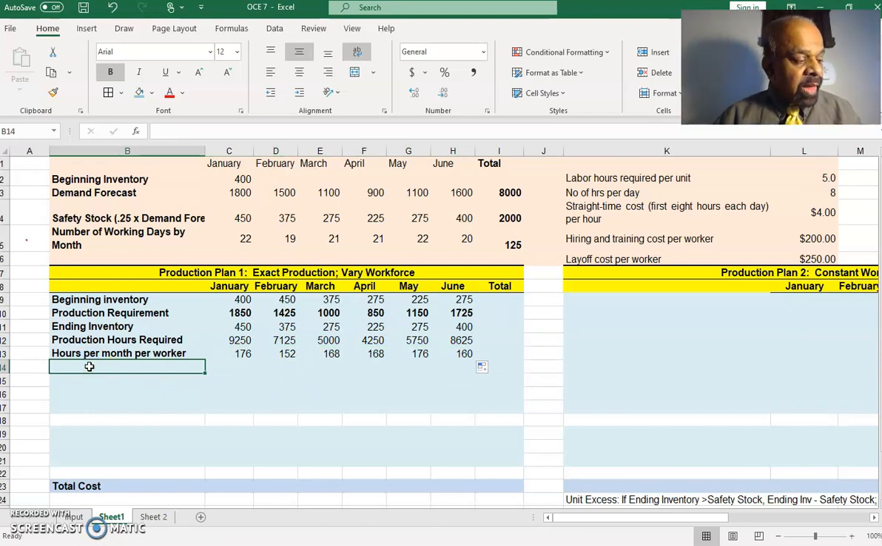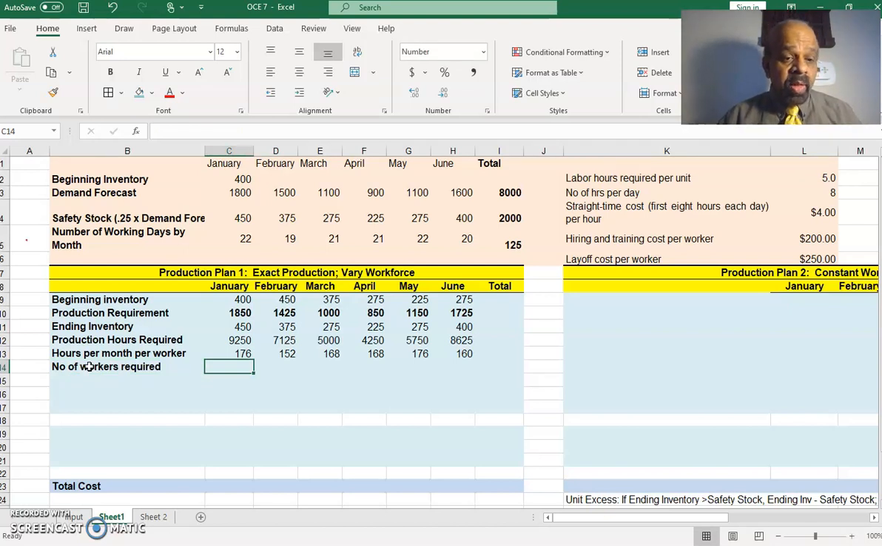Now I can calculate the number of workers required. How? I have 9250 production hours which are required, and each worker can do 176 hours. So how many workers do I need for this month? It is going to be 9250 divided by 176, and that comes to 53.